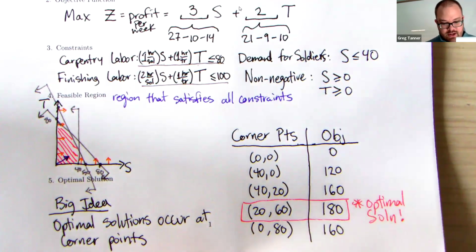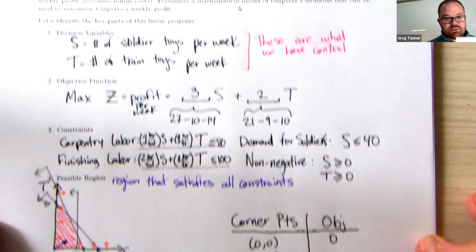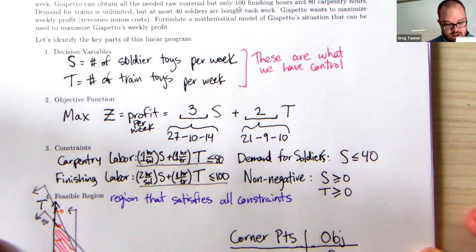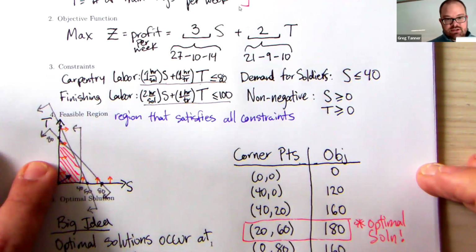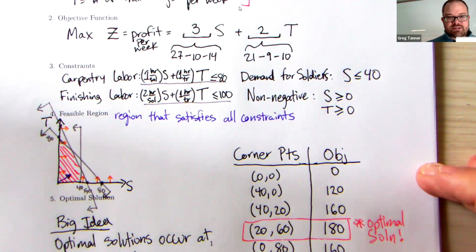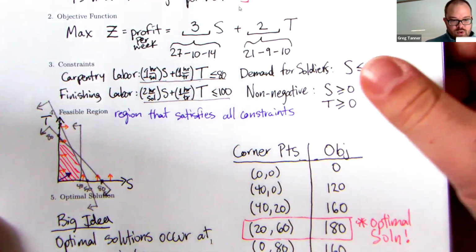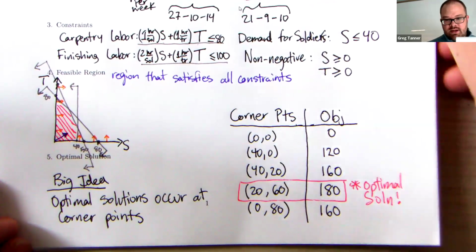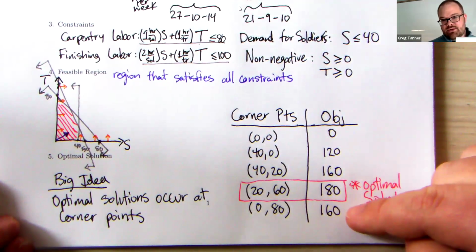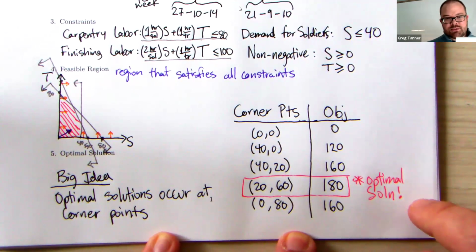Okay, so this was a start to finish prototype example explaining the different parts of a linear program, as well as how to set up the feasible region. I encourage you to use Desmos whenever it's a 2D problem to solve it graphically. The big idea on where to find the optimal solution is that they always occur at corner points. And so then we just need to check the objective value at each of the corner points, and the best one will be the optimal solution.